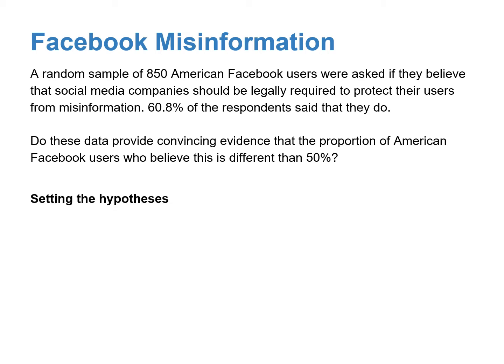We're going to start by setting our hypotheses. The null hypothesis, the status quo, is that the proportion of all American Facebook users who believe that this should be legally required, and we're giving that the notation p, is equal to 50%, 0.50. The alternative hypothesis that we're seeking evidence to support is that the proportion is different from 50%, or that p is not equal to 0.5.